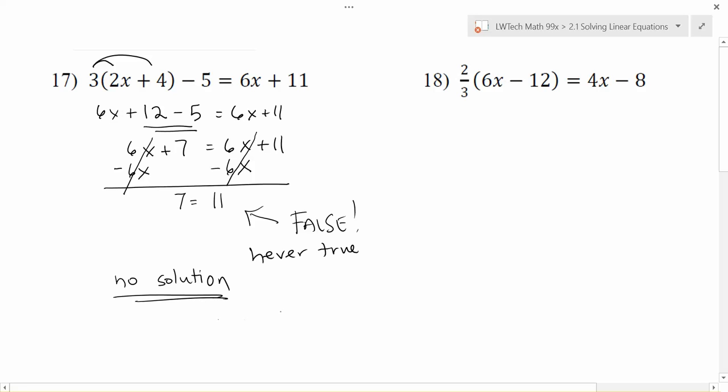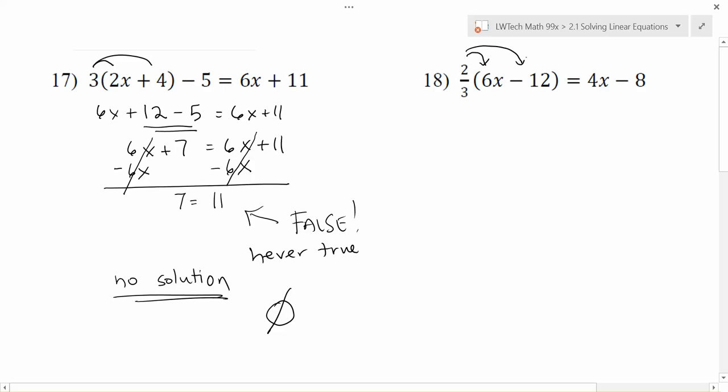Sometimes for no solution, you'll see this symbol, and that means that there is no solution to this particular problem. What that means is it doesn't matter what number you pick for x, you will never, ever, ever get this equation to be true. All right, so kind of getting ready for something weird with problem number 18.